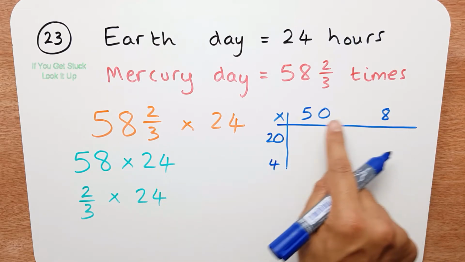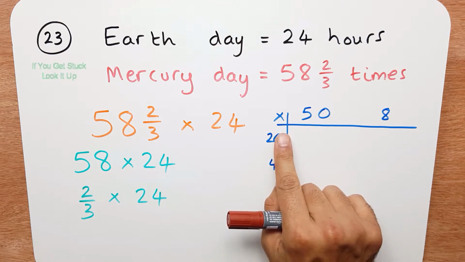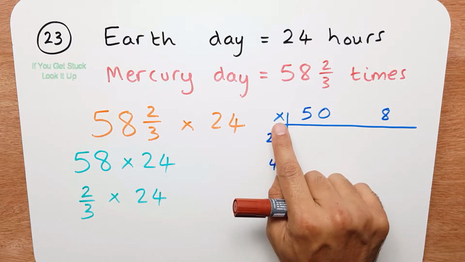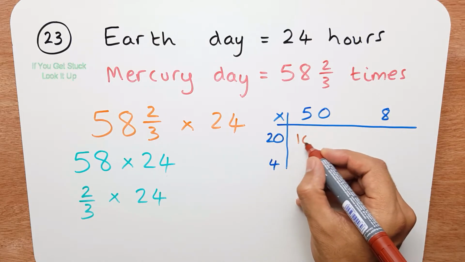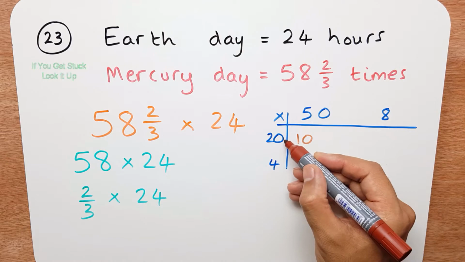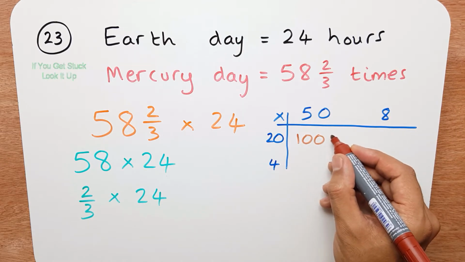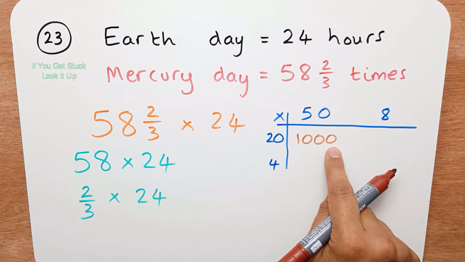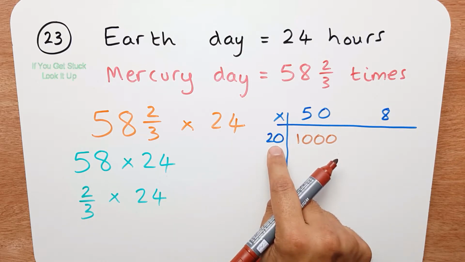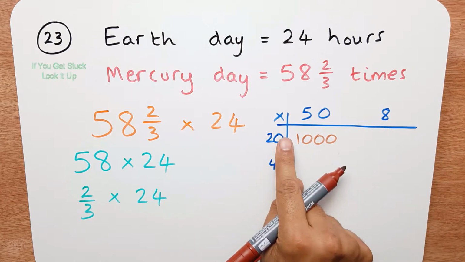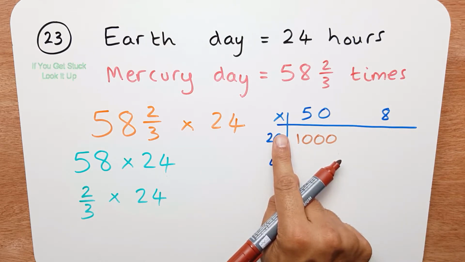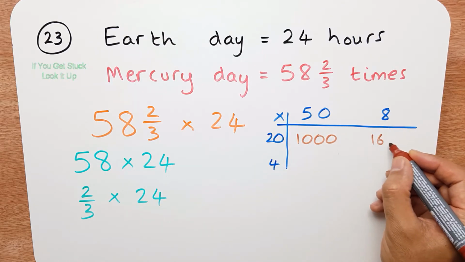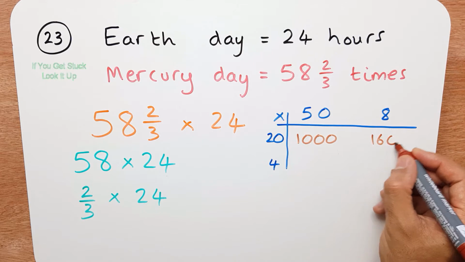So this is the calculation I need to do. As before, I'm going to hide this 0 and this 0, and I'm going to do 2 times 5, which is 10. And then I bring this 0 and this 0 back. So 20 times 50 is 1000. Now I do 20 times 8. Again, hide this 0 to make my calculation easier. 2 times 8 is 16. And then I add this 0.